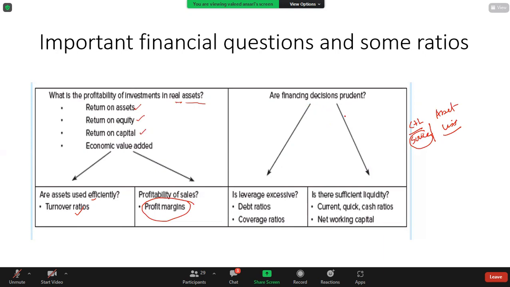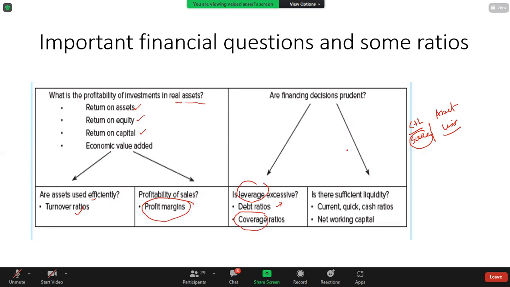Then financing, for example, whether you are using too much debt, and the question is how much is the debt ratio, the debt to equity ratio. If you are using too much debt relative to equity, it may be very risky. And for this, we have certain ratios like the interest coverage ratio, which tells how much safety is provided for interest out of the current income.